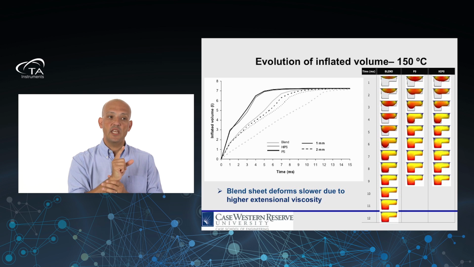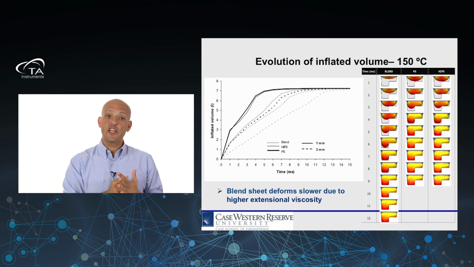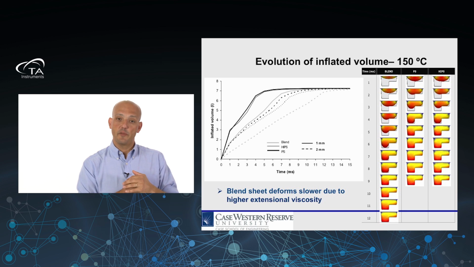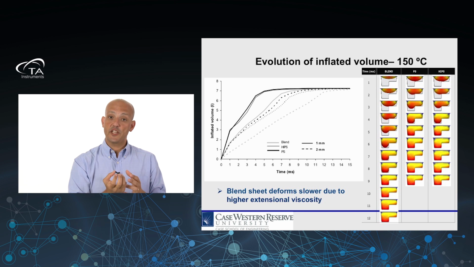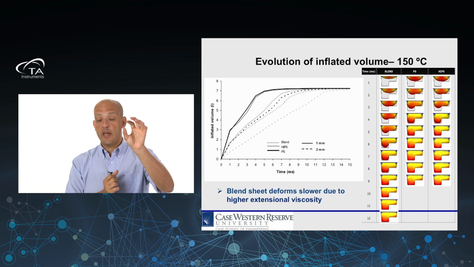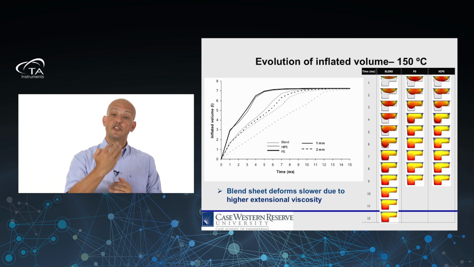And what we can see is that for the blend, because of this higher level of strain hardening, the inflation is actually slower, because the material offers more resistance. This is under constant thermoforming pressure. And what happens there is that the higher level of extensional viscosity slows down the process.